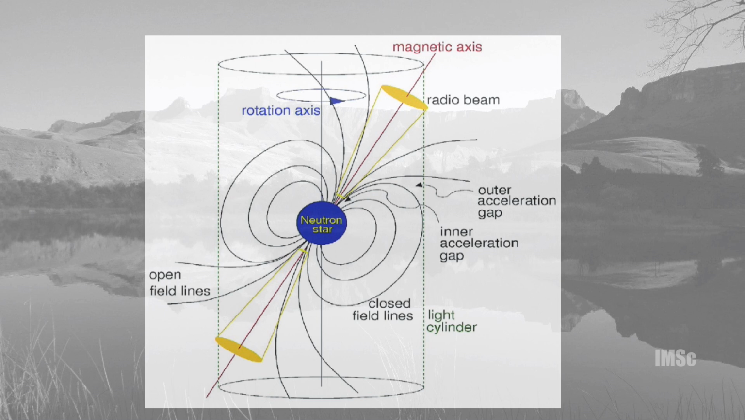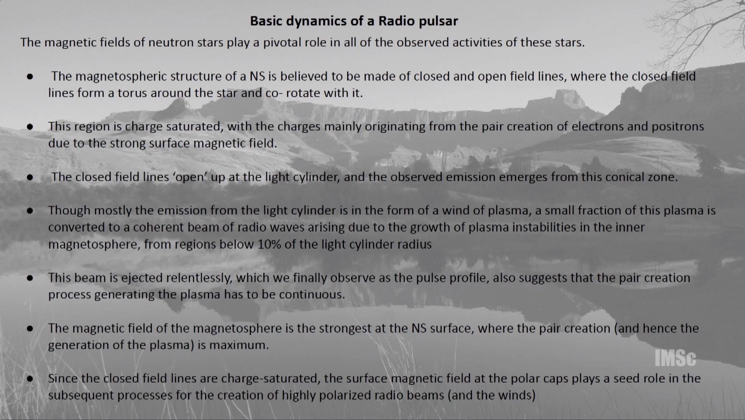Let me go back. The beam is injected relentlessly, meaning that it has to have a continuous supply of charged particles, and that is where it is suggested that the pair creation process takes place, and it takes place continuously.